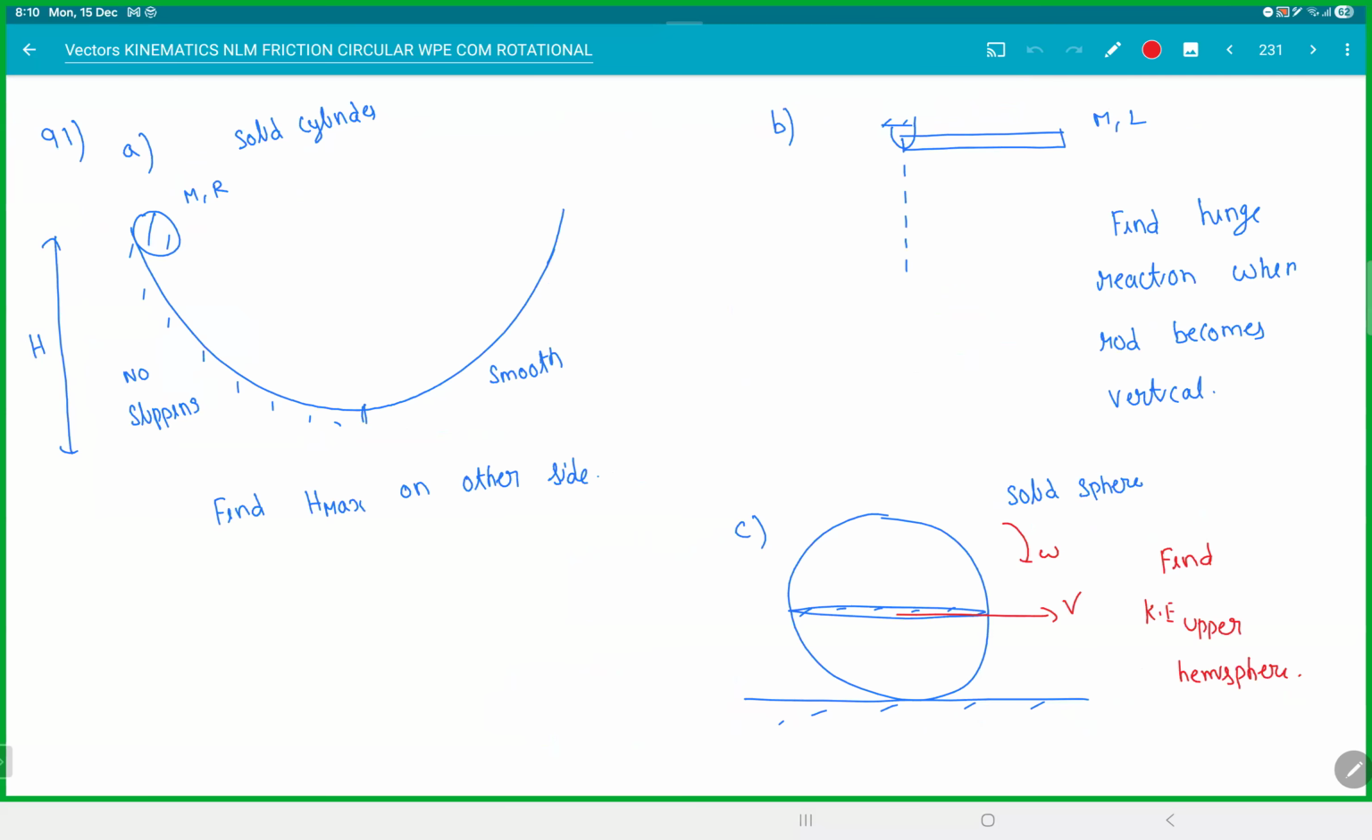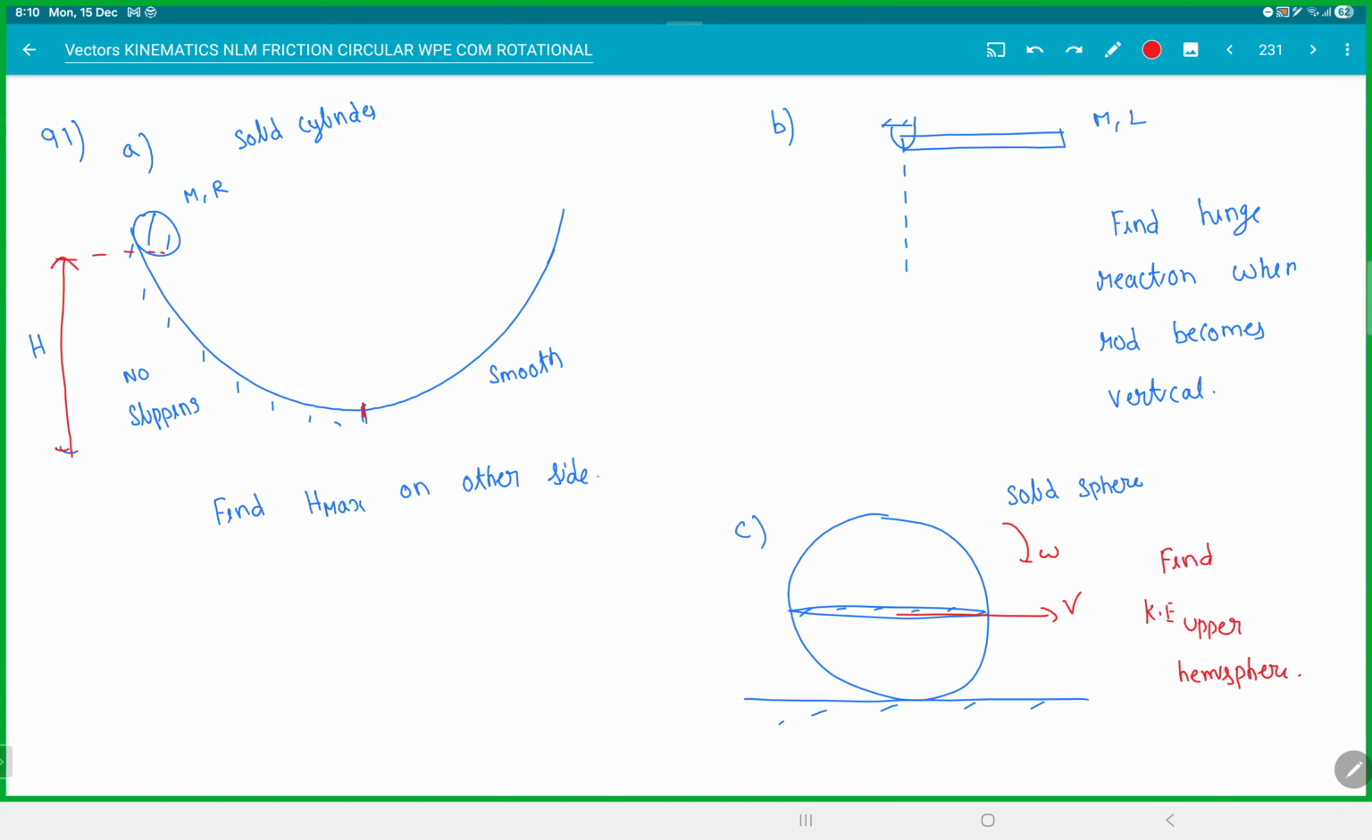Let's get these three. We have a solid cylinder. Again, if I don't say anything, always take h from the bottom, okay? We have a solid cylinder. The left side is no slipping, rough, and the right side is smooth. You left it from height h. What is the maximum height it will reach on the smooth surface?